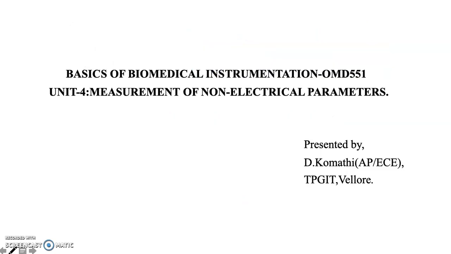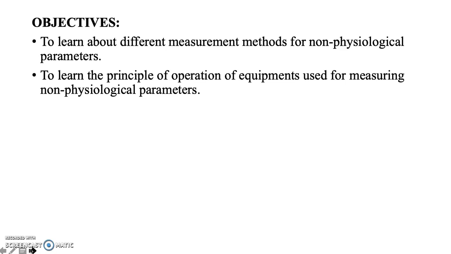Welcome to the course Basics of Biomedical Instrumentation. Here we are going to concentrate on the fourth unit, which is measurement of non-electrical parameters. The main objective here is to learn about the different measurement techniques that are used for measuring non-physiological parameters, and also to learn about the principles of operation of various equipment which are used in measuring them.